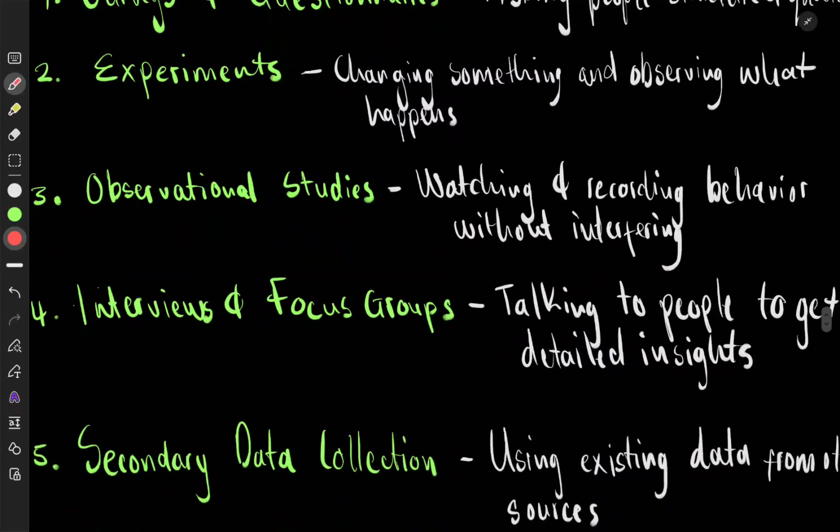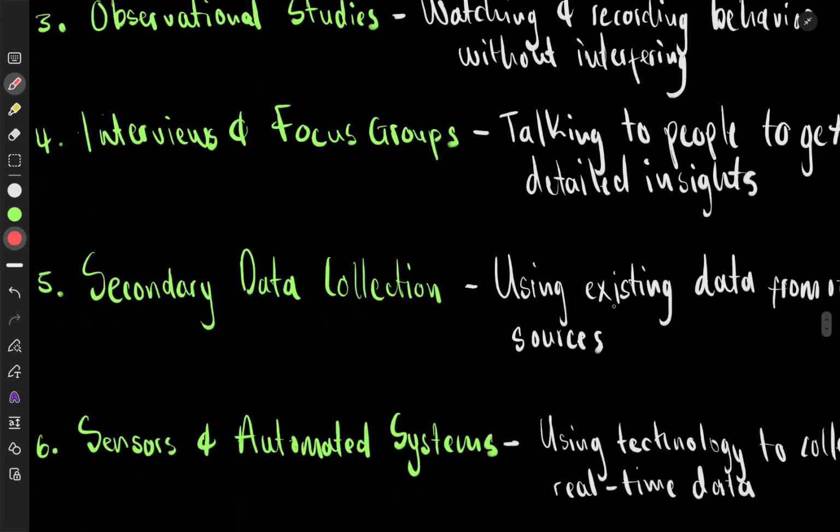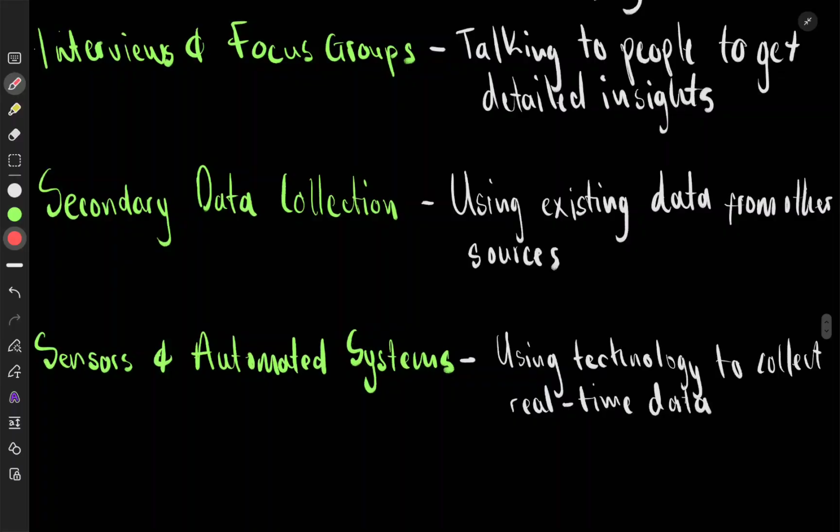Then interviews and focus groups, you're going to have a conversation. You want to go in depth. You're going to ask the hows and the whys. So interviews are for in-depth, when you have a conversation. And for secondary data, you use existing information. And for sensors and automated systems, you let technology collect the data.